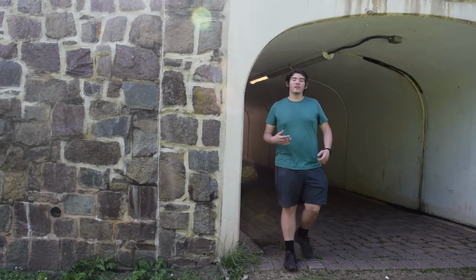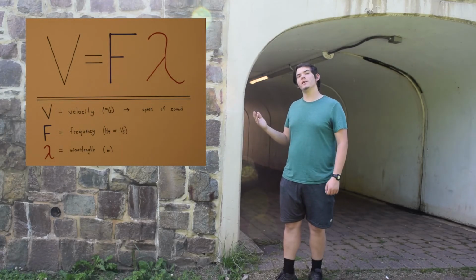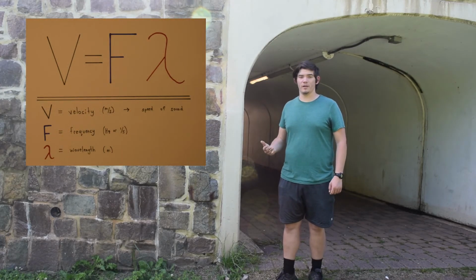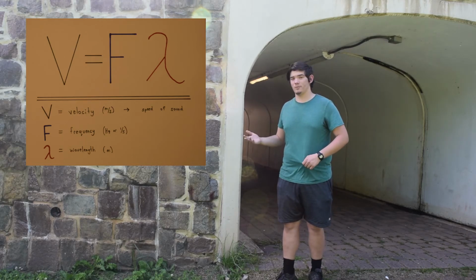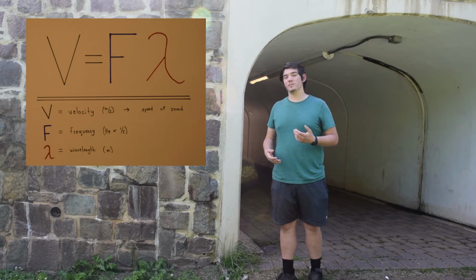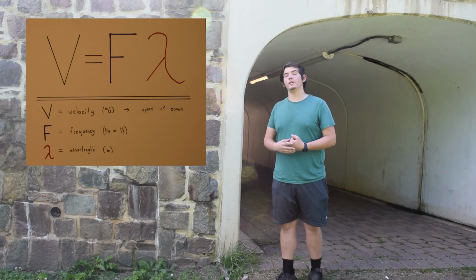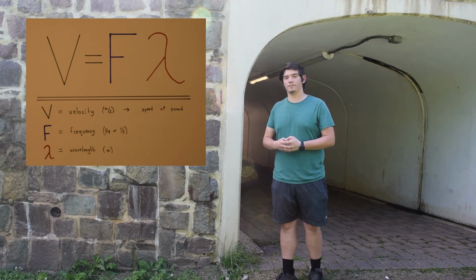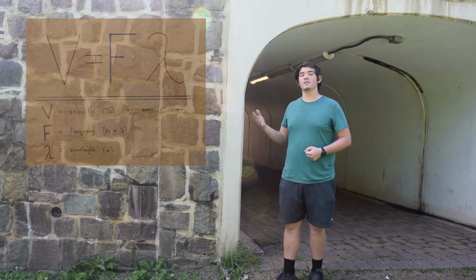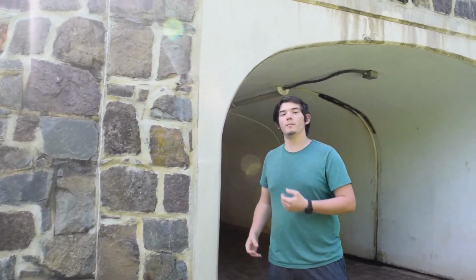This brings us to the fundamental formula V equals F lambda. In this equation, V is the velocity of the wave, which in our case is going to be the speed of sound. F is the frequency, which is measured in hertz. Hertz essentially means per second. And lambda is the variable that we use to describe wavelength. The speed of sound is relatively constant, and we see that there's an inverse relationship between wavelength and frequency. As one goes up, the other goes down.